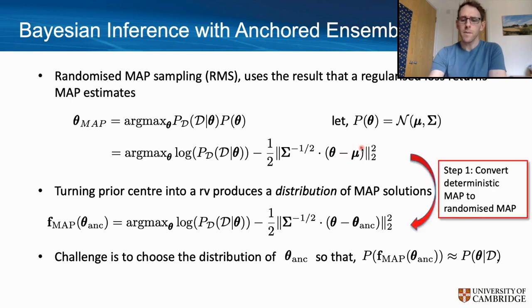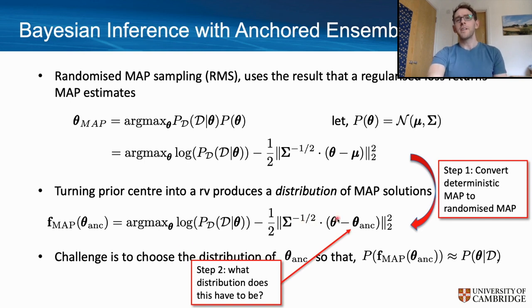And so the key idea with what we call RMS, randomized MAP sampling, is to say, let's add some noise to this. And what we do is we propose using the mean of the prior as the only source of noise injection. Some other works have looked at adding noise to either the likelihood, maybe in combination with this regularizer. But we think it's going to be enough just to randomize the mean of the prior. And so this now becomes a function that takes in some random variable. The key challenge now is to say, what distribution do we need to use for these anchoring points in order that the distribution of our function approximates our true posterior?